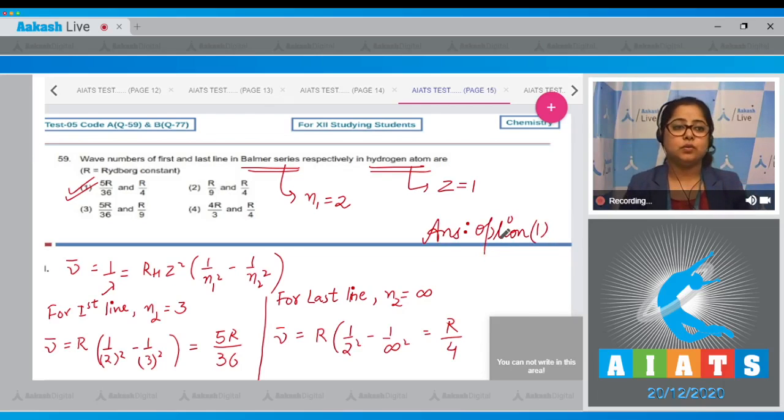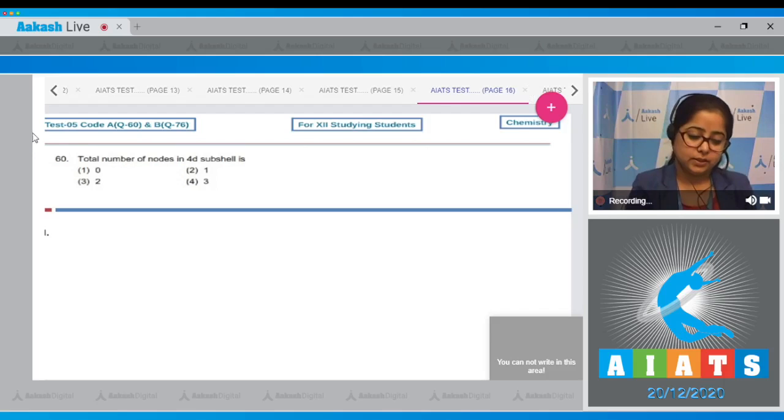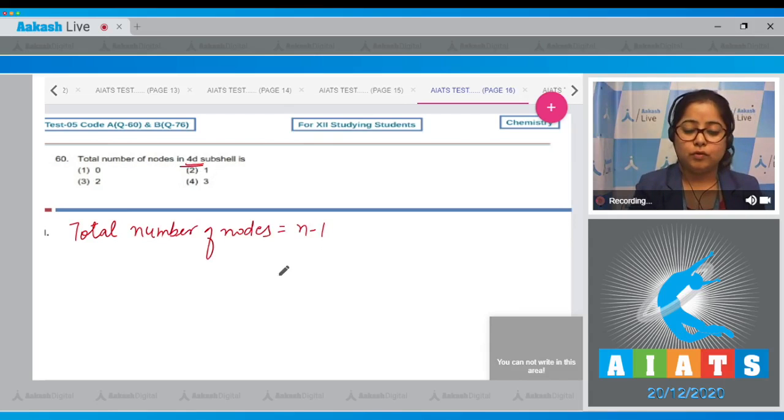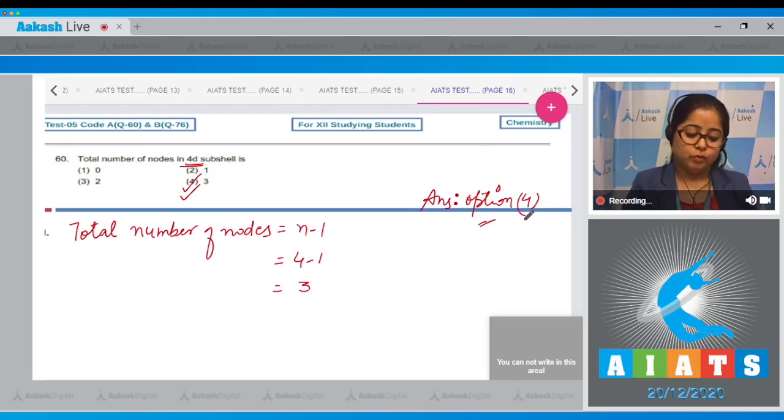Moving to next question, which is question number 60. Let's read it. The total number of nodes in the 4D subshell is. Student, the formula to calculate the total number of nodes is equal to n minus 1. Here the value for n is 4. So 4 minus 1 is 3. That means the correct answer is option number 4. Moving to next question.